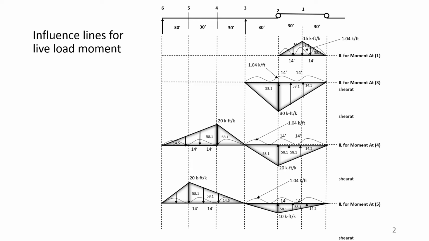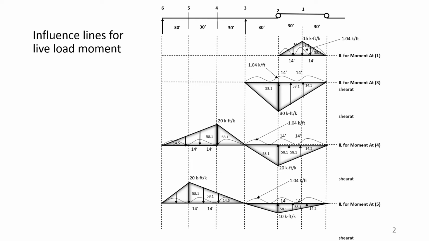That is why at the bottom, the influence line for moment at 5, the negative moment is 10 kip feet per kip, and the positive moment is 20 kip feet per kip at location 5. When the load is at location 2, the influence line ordinate will be 10 kip feet per kip. And now we have to put the wheel loads, 3 wheel loads.